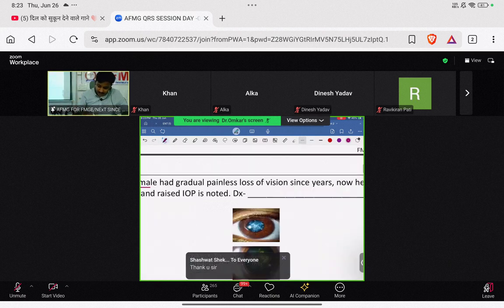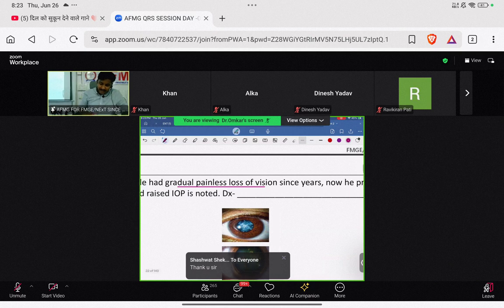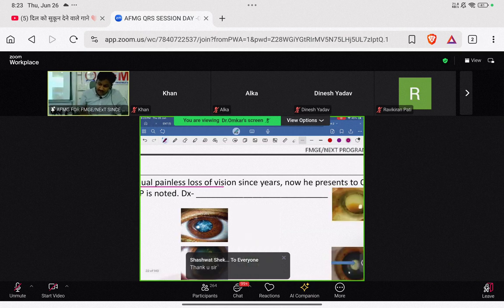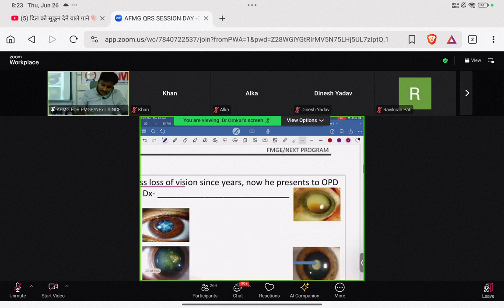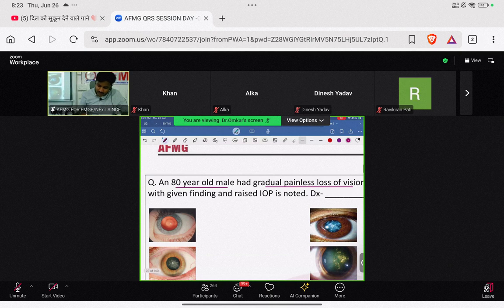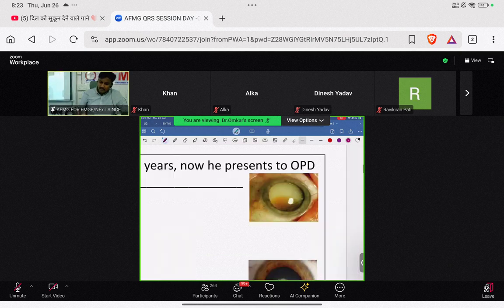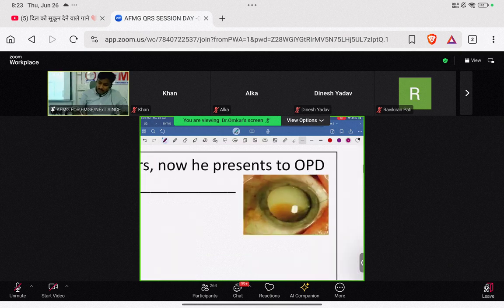An 80-year-old male had a gradual painless loss of vision, beta, since years. Now he presents to the OPD with the given finding and a raised intraocular pressure is noted. What is the given finding showing you? तो यहाँ क्या दिख रहा है?